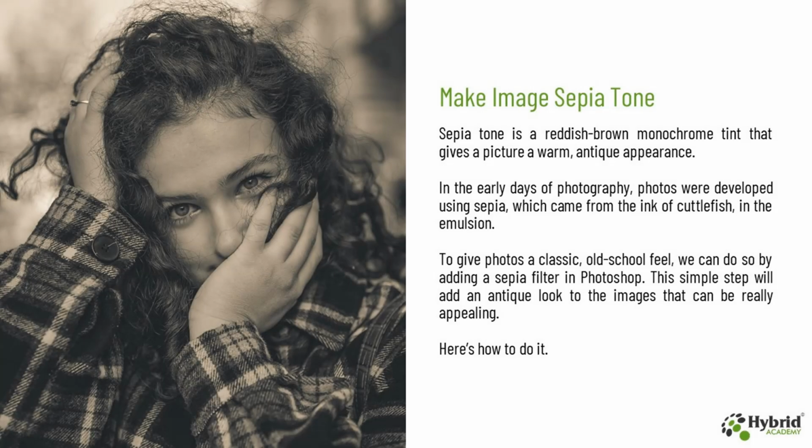Let's see how to make an image in sepia tone. Now the sepia tone is a reddish brown monochrome tint that gives a picture a warm antique appearance. In the early days of photography, photos were developed using sepia, which came from the ink of cuttlefish in the immersion. To give photos a classic, old school feel, we can do so by adding a sepia filter in Photoshop. This simple step will add an antique look to the images that can be really appealing. Here's how to do it.